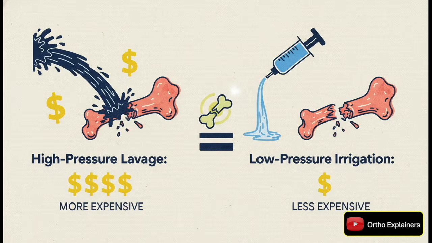We've seen multiple studies compare low-pressure bulb irrigation, the simple stuff, to the fancy high-pressure pulse lavage systems.